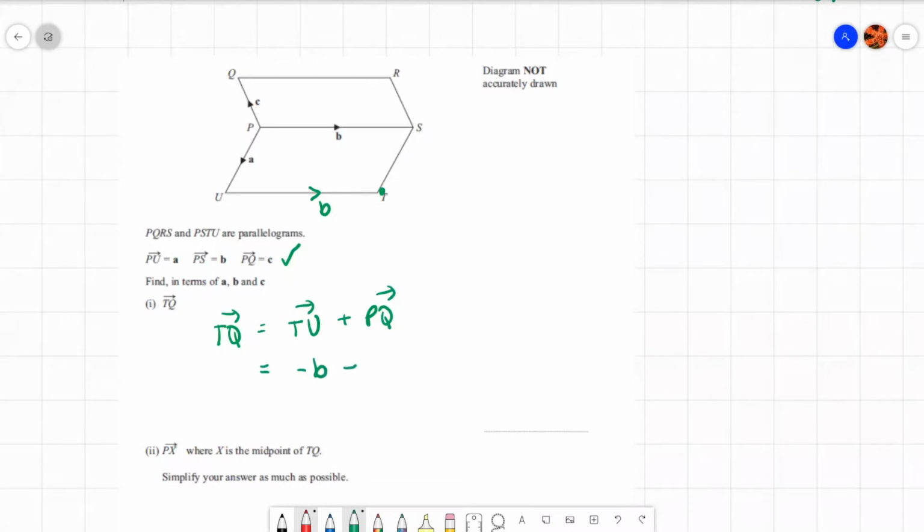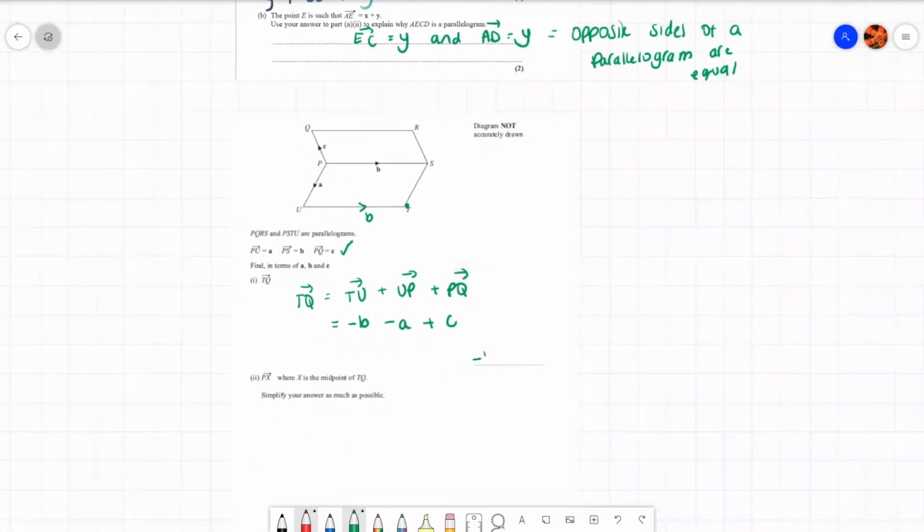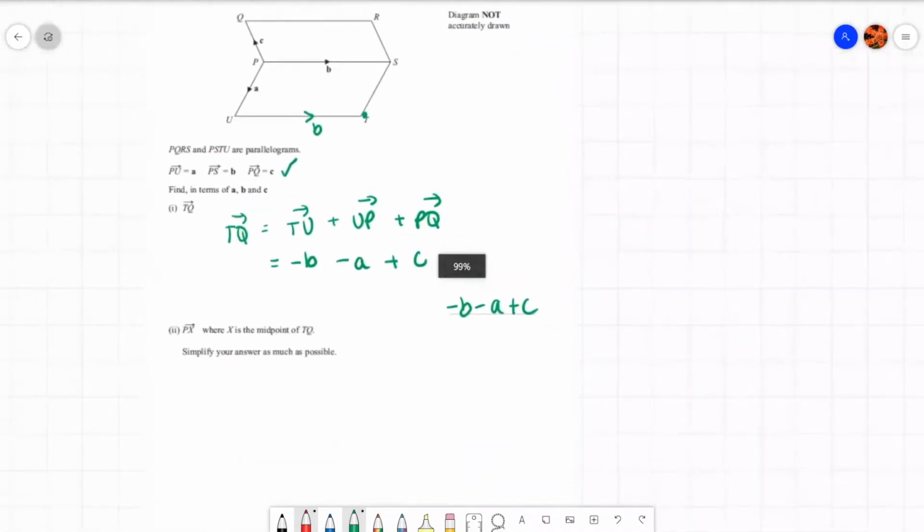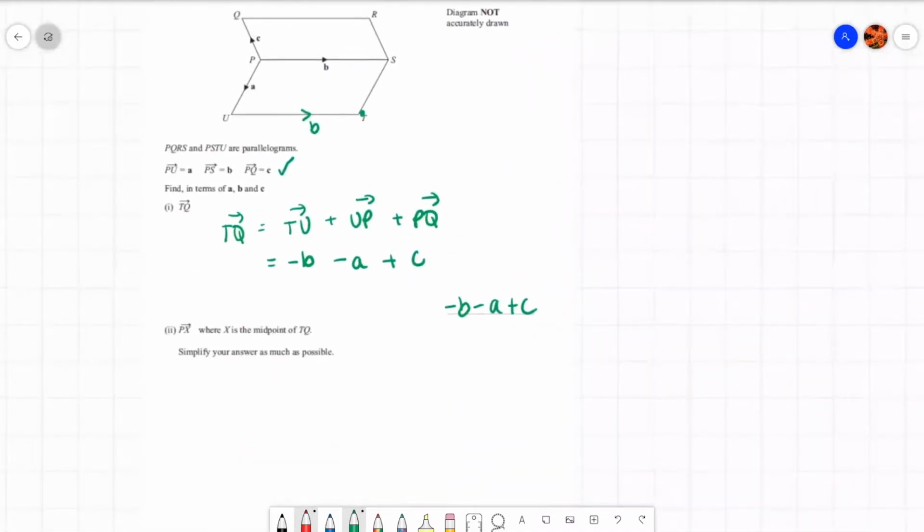I've forgotten one step, haven't I? This is why it's important that you write down the directions. I'm going to go TU plus UP plus PQ. So I missed that middle bit out, didn't I? So minus B, opposite direction, minus A plus C. Oh, and that's it. I can't really add these together because all the letters are different. So I'm going to leave it as that, and write that down: minus B minus A plus C. You can rearrange the letters in alphabetical order if you wish, or you can leave them as they are. Now this says here PX.